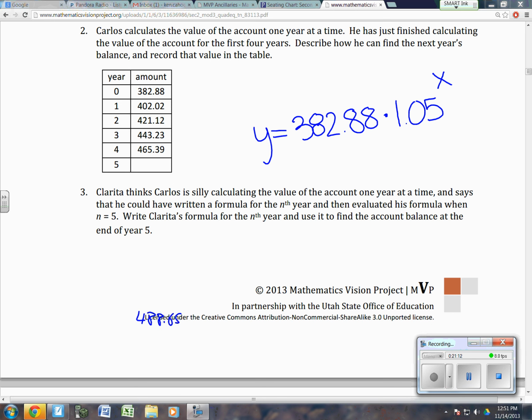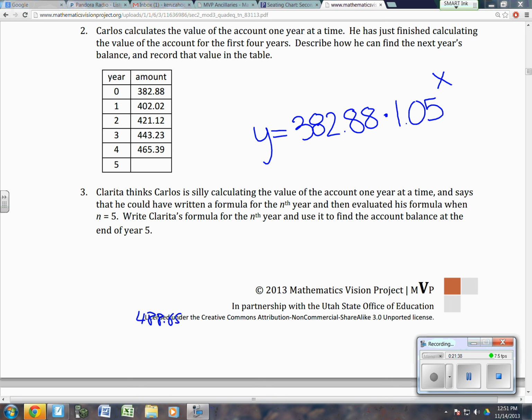Times by, remember we talked about the percent, you can't times by 0.05% because that's going to give you a lower number. You have to times by 105%, which is 1.05, because it will take the 100% you started with and add 5%. And then the x represents how many months or how many years of time's gone by. In this case, we're doing it in years, so x represents the number of years.